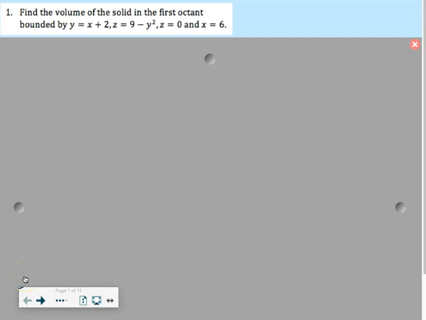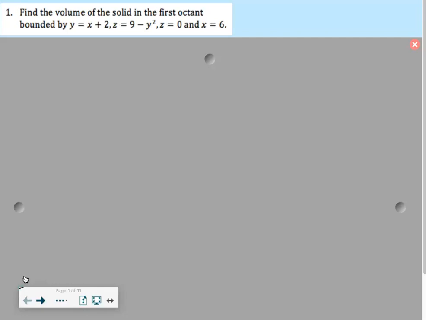Right, so we're walking through the chapter 15 big quiz, starting with problem number 1. Find the volume of the solid in the first octant, bounded by y equals x plus 2, z equals 9 minus y squared, z equals 0, and x equals 6. On yours, I gave you a hint. Last year, I did not give them a hint. On yours, I said be very careful. We're hunting rabbits. Be very careful about the y's for your bounded region.